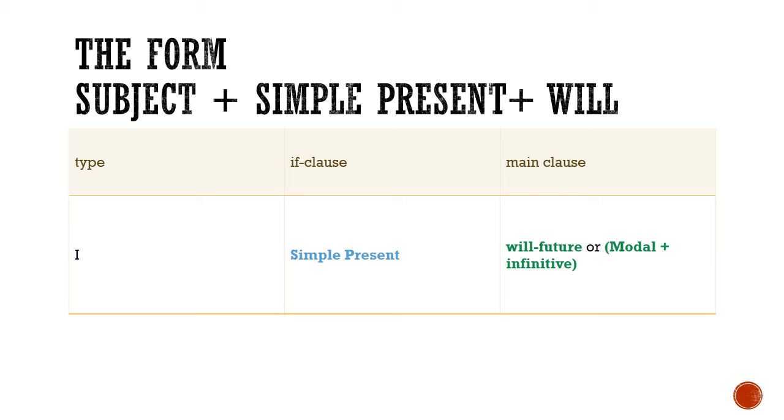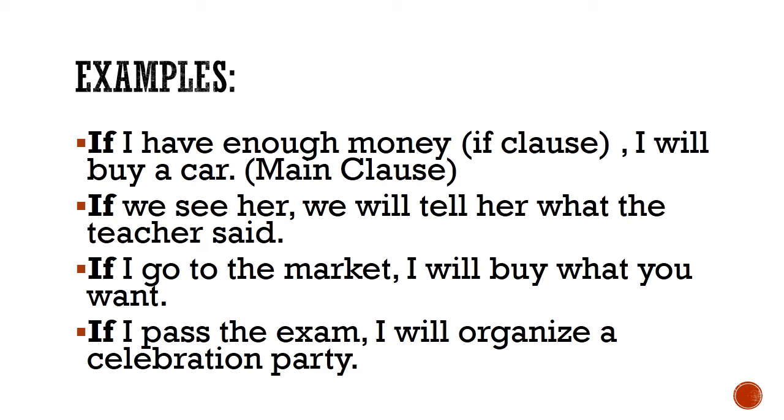Now let's take an example. Type 1: if, then simple present, future plus modal, and after the modal we have to add an infinitive verb. Let's see an example. If I have enough money, I will buy a car. Now notice, if I have enough money is the if clause, and I will buy a car is what? I will buy a car is the main clause.